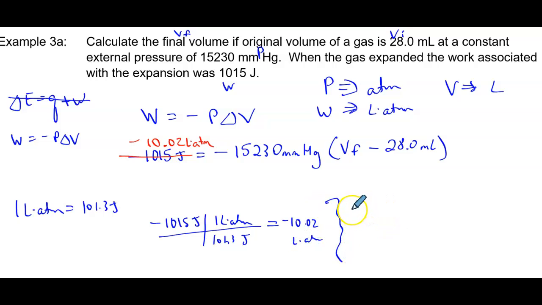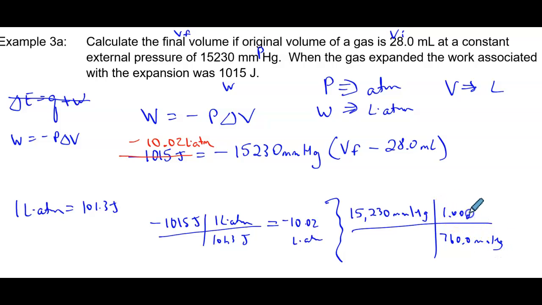I'm going to take my 15,230 millimeters of mercury and use my pressure conversions to say that there are 760 millimeters of mercury for every 1.00 ATM. So I'm going to take 15,230, divide by 760, and I'm going to get, times 1, and I can have 4 sig figs, so 20.04 ATM.